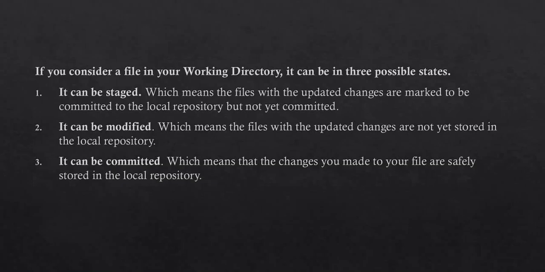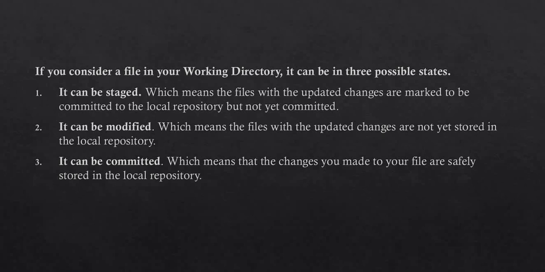If, for example, I have a file in the working directory, it can have 3 possible states. It can be staged, which means that the updated changes in my file have been marked but have not yet been committed, meaning they have not yet been stored. Modified means that my changes have not yet been stored in the local repo, so I can update them again. It can be committed. Committed means that the changes have been safely stored in the local repo, the branch that I have made.